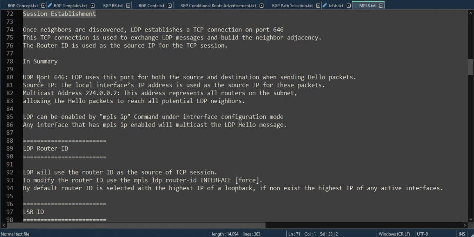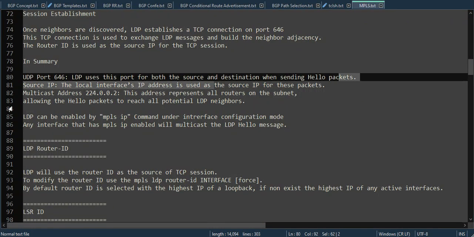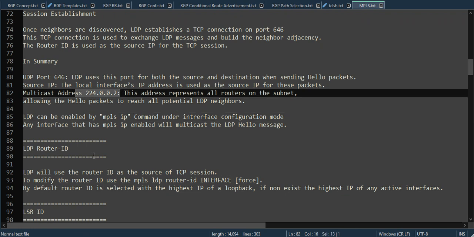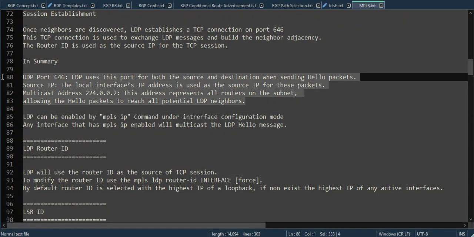LDP uses UDP port 646, and it uses the local interface IP address as the source IP address of the packet. Then it uses the multicast address of all routers, allowing the hello packets to reach all potential LDP neighbors.